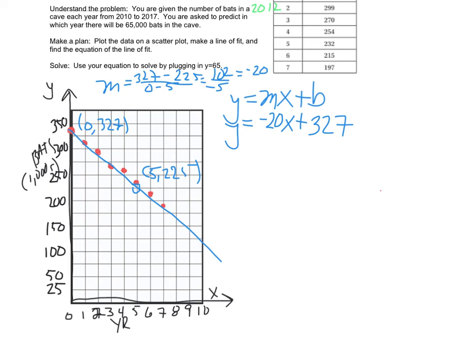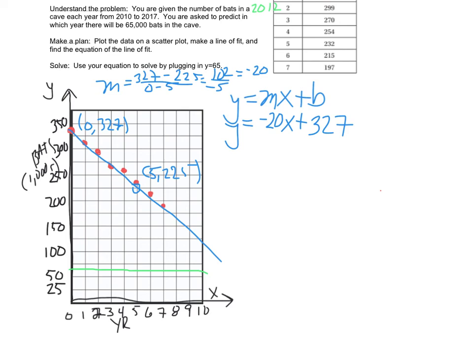Now, to solve, they want to know, when are we going to see 65,000 bats in the cave? So we can try to use the graph. So 65, where would that be? That would be somewhere in this range. That's about 65. But I can't see it hit, can I? So it's kind of hard unless I continued my graph. But I can also use my equation.